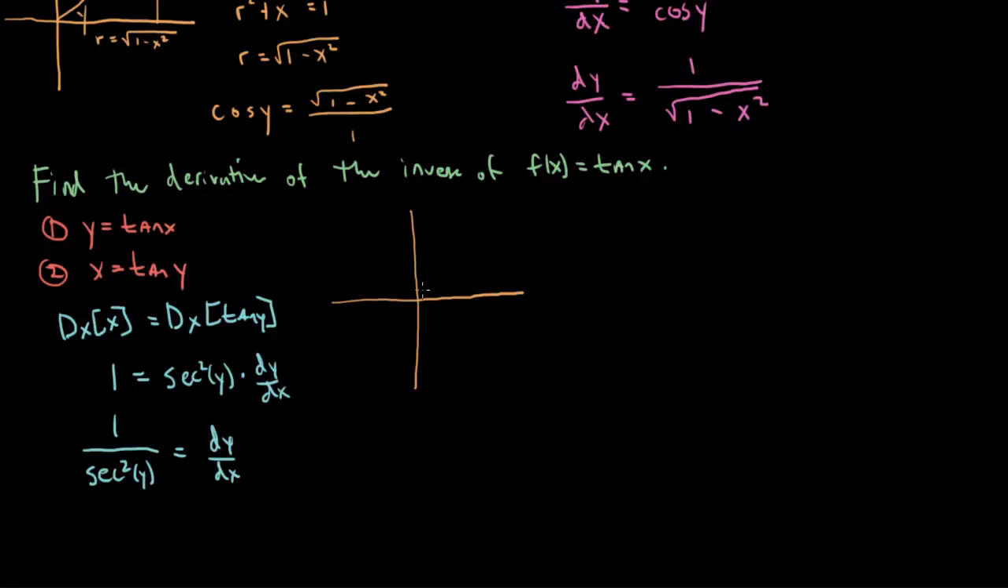Okay, so if we draw just another triangle, we know that x equals tangent of y. So put a y right there. So x equals tangent of y. So tangent of y is opposite over adjacent. So opposite is x over 1, right? Because this can be thought of as x over 1. Okay. So what is the hypotenuse here?